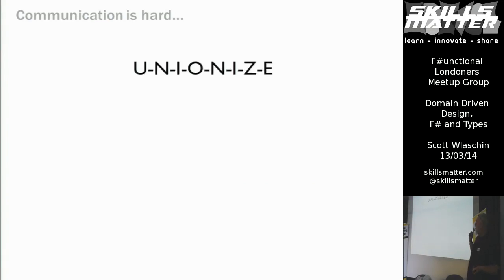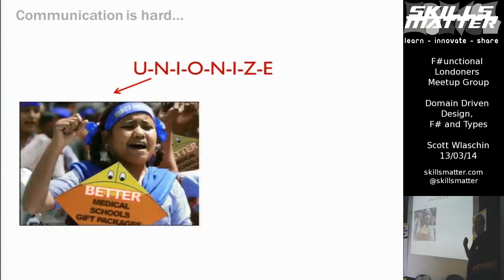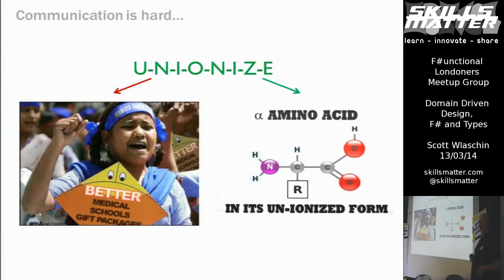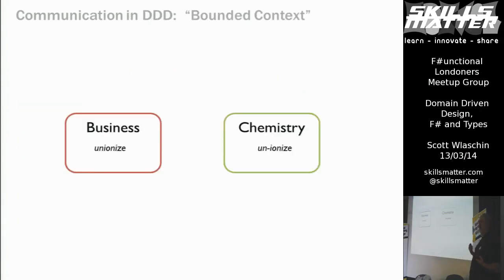Okay, so communication is hard. What does this word mean? Unionize. Well, if you're an activist, if you're into social justice, it means unionize. On the other hand, if you're a chemist, it means unionize. So there's an example of a word with two different meanings depending on the context. And domain-driven design has a concept around this, which is what they call a bounded context. So if you're in the chemistry business, that word means one thing. If you're in the domain of business, it means another.